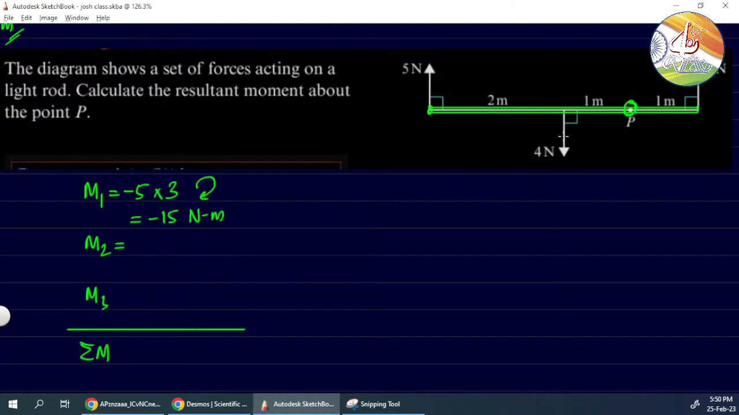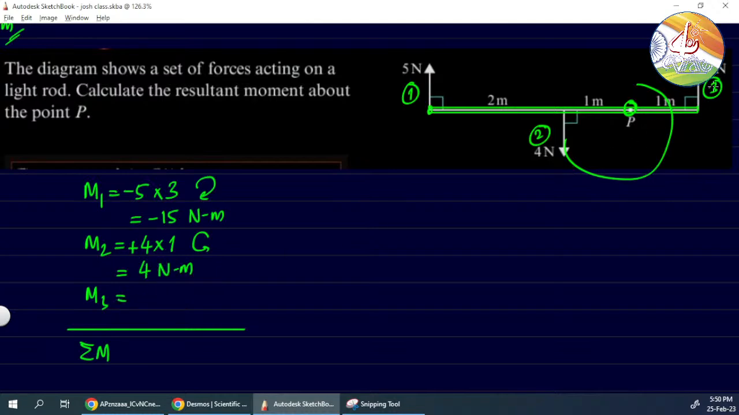Now M2. Let us say this is 1, this is 2 and this is 3. So M2 will be 4 times the perpendicular distance, which is this much, that is 1, and this is moving in anti-clockwise direction. Anti-clockwise direction means positive, so we get this as 4 Newton meter.